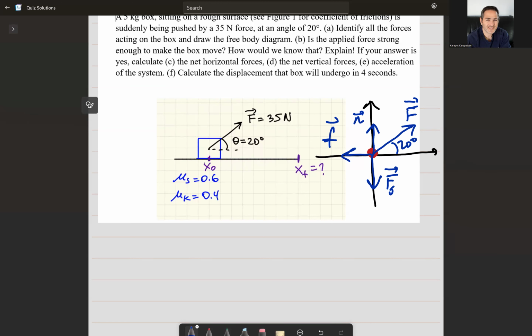And this friction then, at this point, we don't know if it's kinetic or static friction. We're going to figure that out in a minute. But we know that there is a friction because it's a rough surface, and we have a coefficient for both kinetic and static friction. Okay, so this will be then the free body diagram.